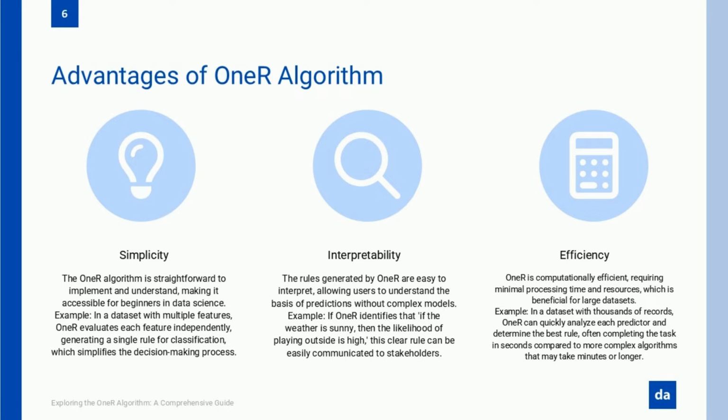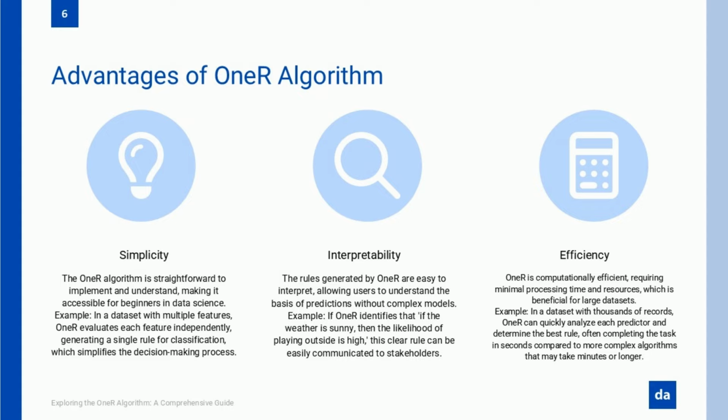Think of it like learning to ride a bike with training wheels. It gives you confidence while still delivering results. By focusing on one predictor and one rule, it eliminates unnecessary complexity, allowing you to concentrate on the essentials.